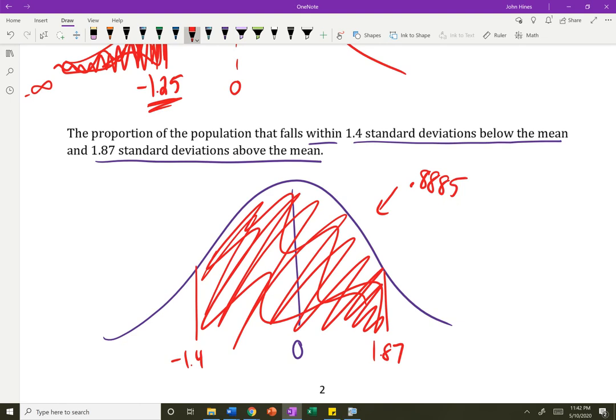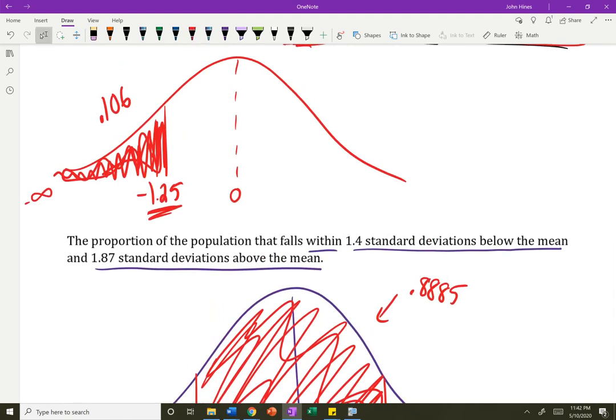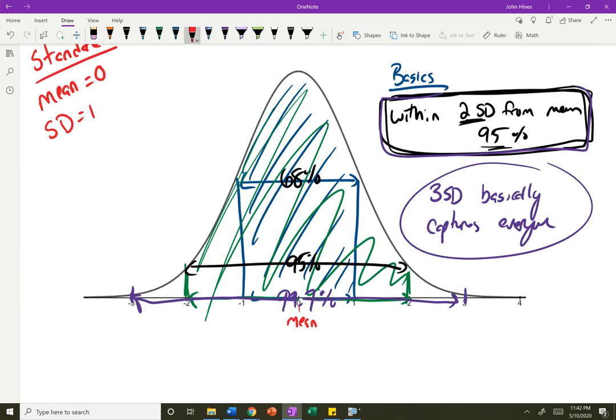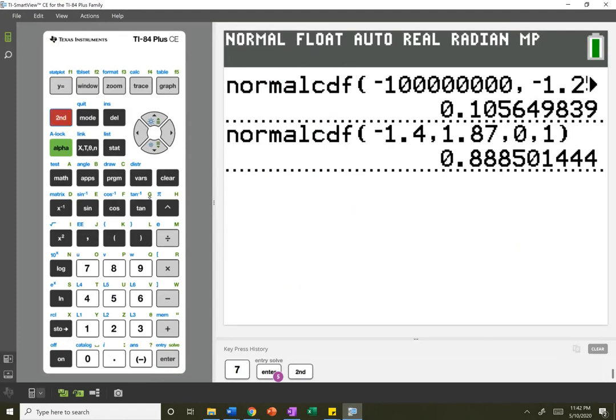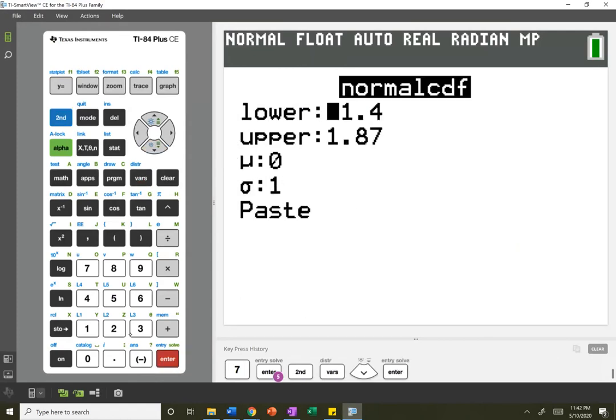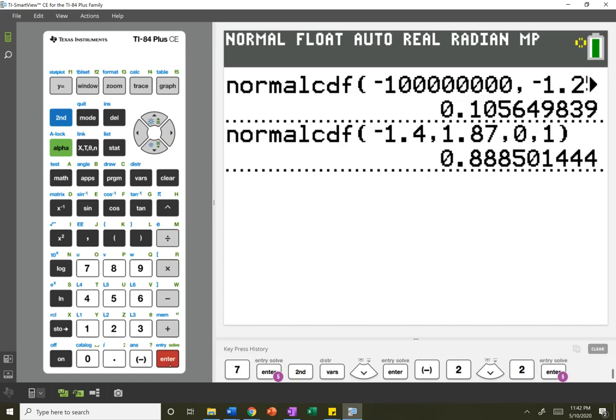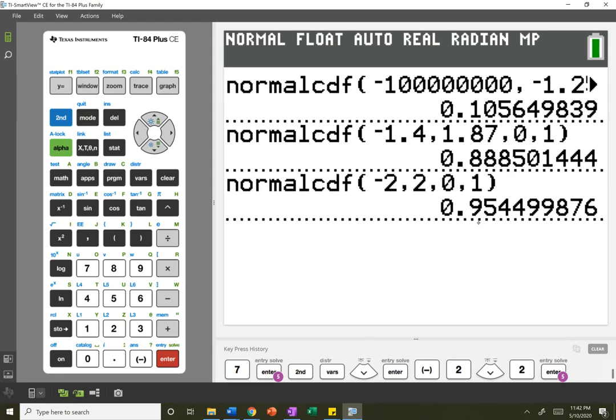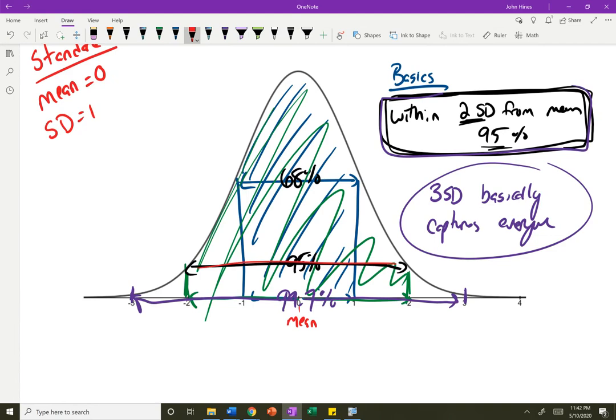Okay, so that's how we use our calculator to deal with these normal curves. I'm going to be telling you values, and then you're going to have to figure out what's the proportion, what's the probability I find someone who has that given information. You don't need to memorize the 68, 95, 99.7 because you can just use your calculator. How many are within 2 standard deviations from the mean? From negative 2 to 2, right? You get about 95.4% of the population. So 2 standard deviations, negative 2 to positive 2, is about 95%.